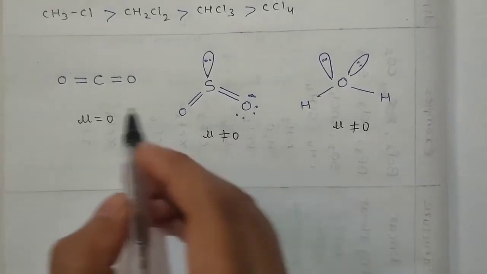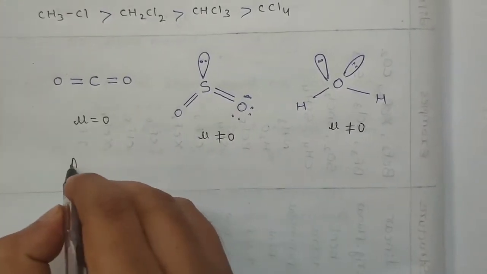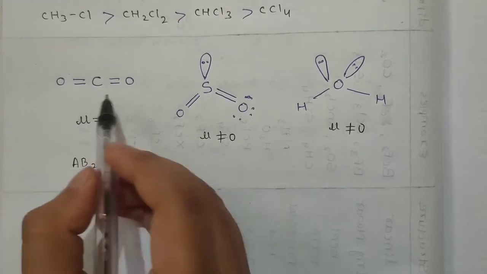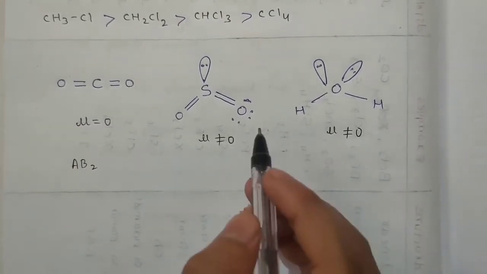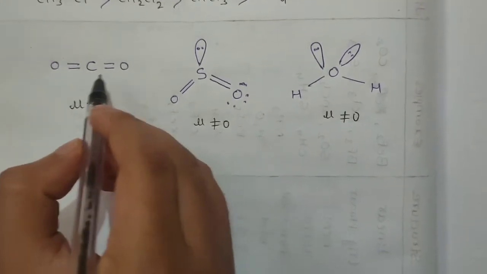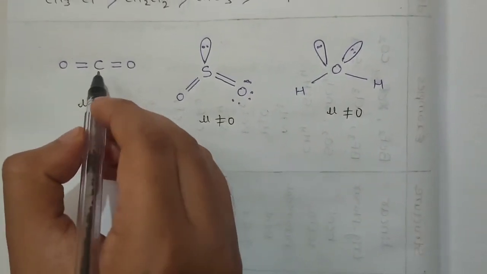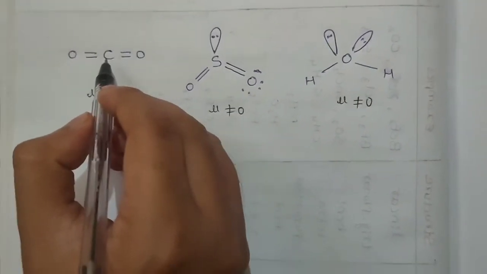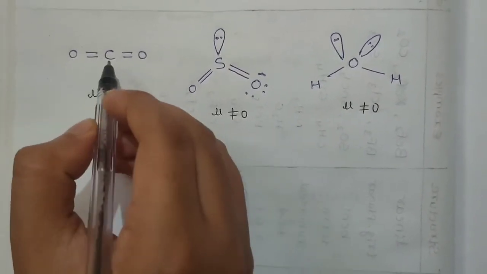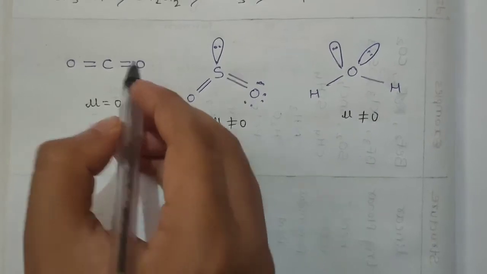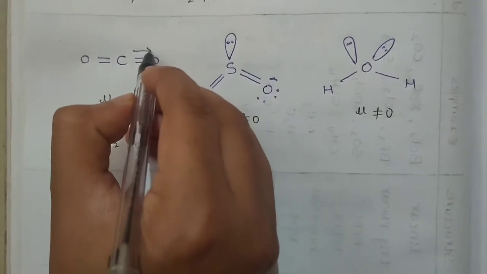These are examples of AB2 type molecules. Here this is carbon dioxide, this is sulfur dioxide, and this is the famous water. Here CO2 is a linear structure with sp hybridization. What happens is the electronegativity difference between oxygen and carbon: oxygen is more electronegative, so I make it an arrow mark like this.